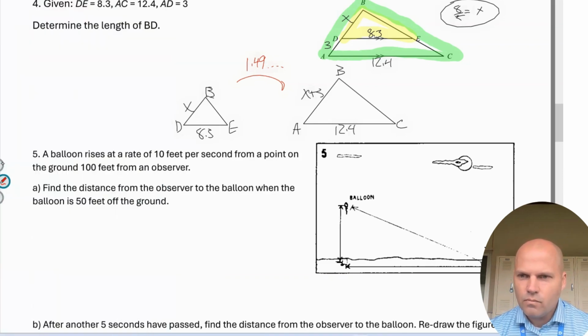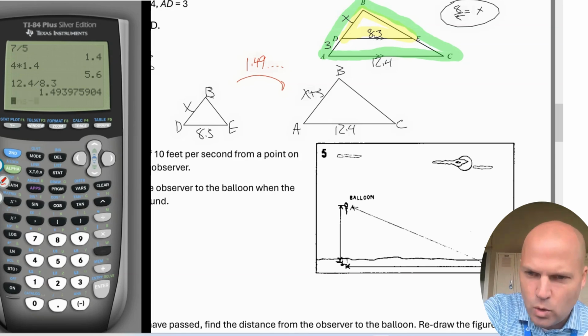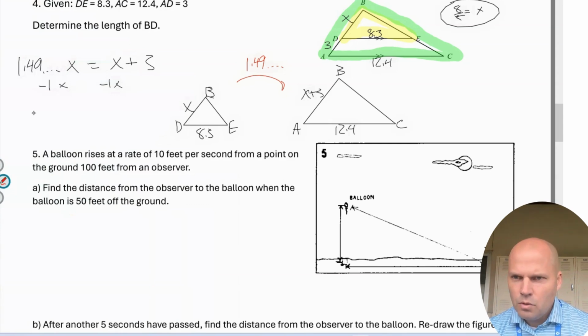Well, this length X times 1.49 with the rest has to equal X plus 3. This is one way you could do it. 1.49 X's has to equal X plus 3. So this times 1.49 has to equal that. Well, this is an amount of X's. I can subtract 1X from this amount of X's, and I get this number minus 1, which is that number, 0.49 dot dot dot X's equals 3.